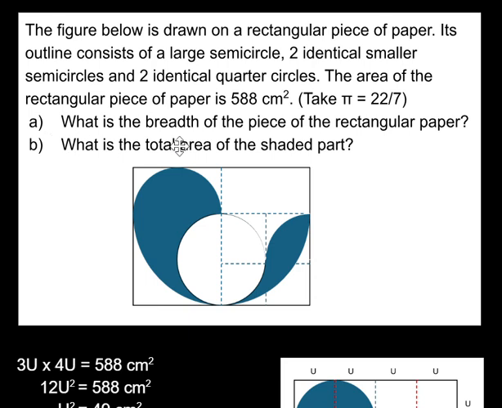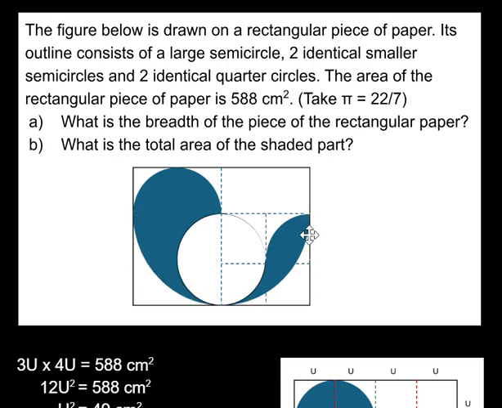A. What is the breadth of the piece of rectangular paper? B. What is the total area of the shaded part? So let's look at the question. It's a rectangular piece of paper, this rectangular box. It consists of a large semicircle. The large semicircle is here.